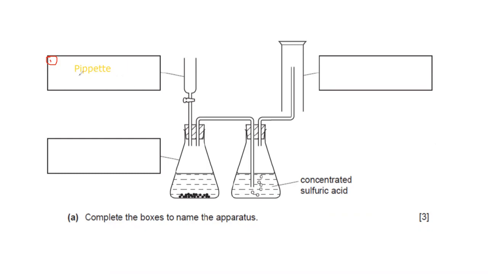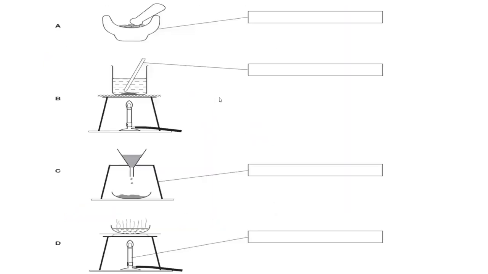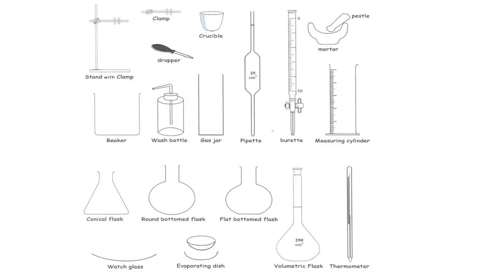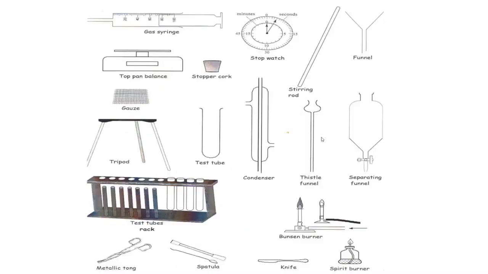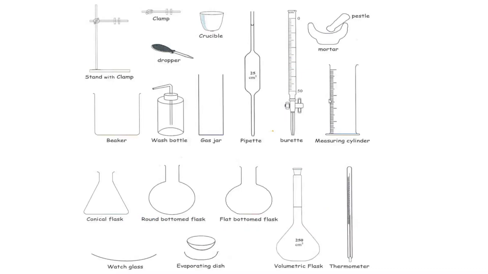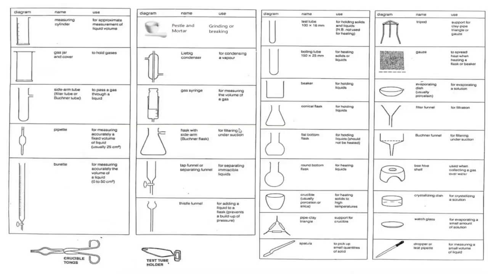That's not a pipette, because when I show you the apparatus, you can see here, these are the apparatus. So this is actually a tap funnel. If it was a burette, it is similar, but in a burette there are markings as well. But in a tap funnel, you don't have markings.